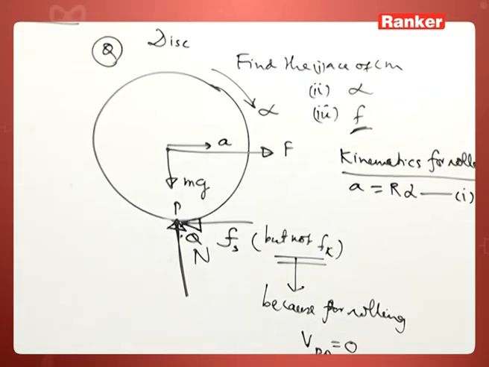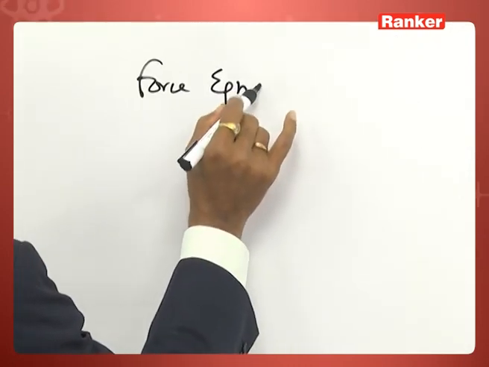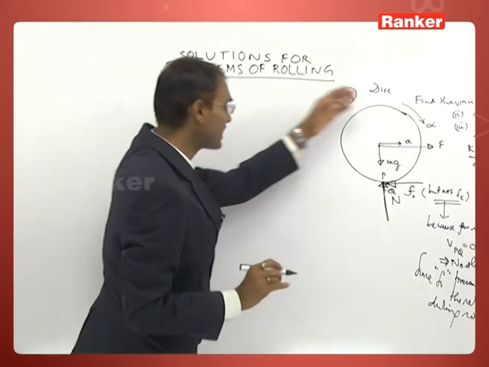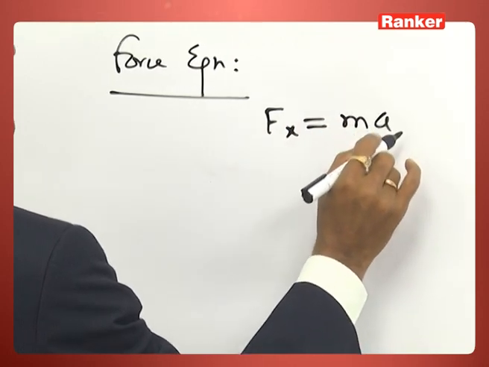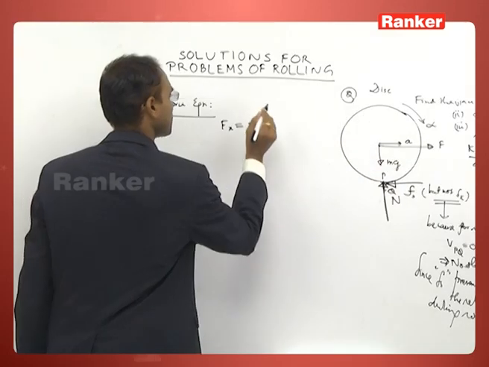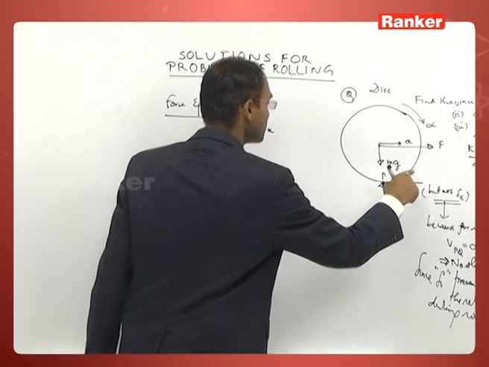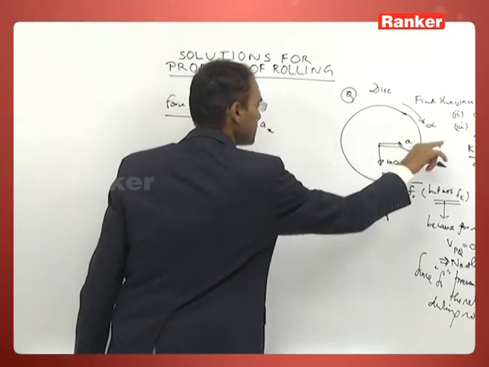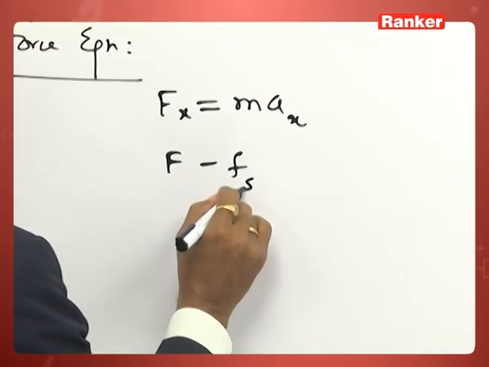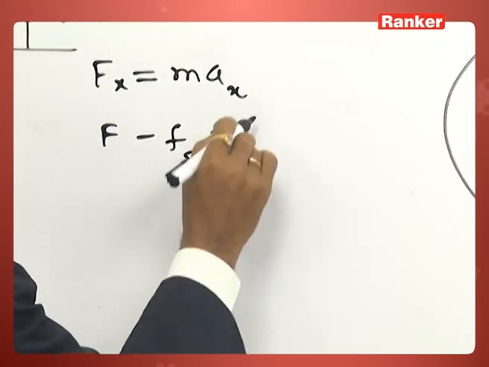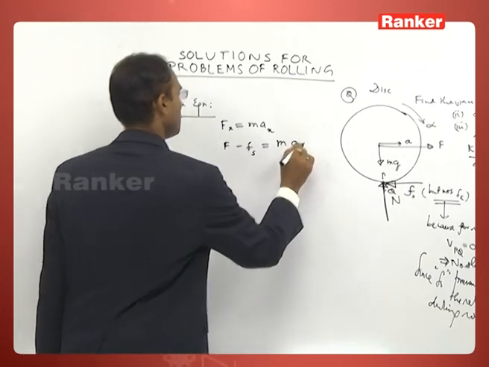Let us now write the dynamical equations. Newton's law of translation or force equation. The net force acting on the object along x direction is equal to mass times its acceleration of its center of mass along x direction. Net force acting on the object along x direction is equal to one force along positive x direction, another force, static friction, along negative x direction, is equal to m into acceleration of the center of mass, I have assumed along positive x direction. Equation number 1.